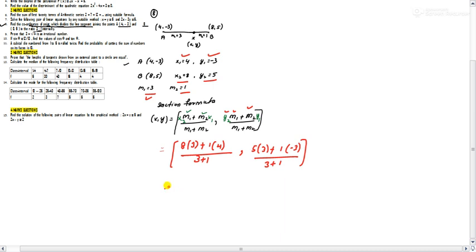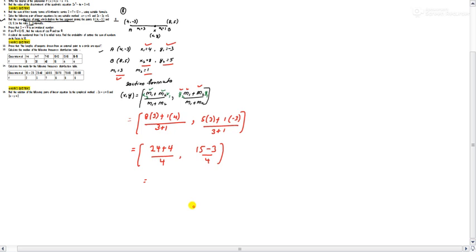Next, what is 8 into 3? 24. 1 into 4? 4. Divided by 3 plus 1 is 4. 5 3s are 15. Plus into minus is minus. 3 1s are 3. Divided by 4. So 24 plus 4 is how much? 28. So 28 by 4 comma 15 minus 3 is 12 by 4. If you solve them, 4 sevens are 28, so you'll get 7 here. 4 threes are 12, you'll get 3 here. So these are the coordinates of the point. It is 7 comma 3.